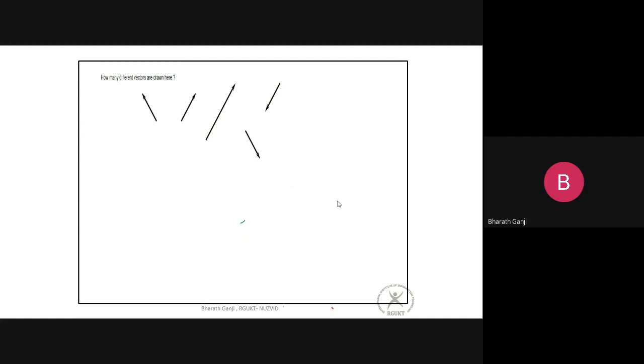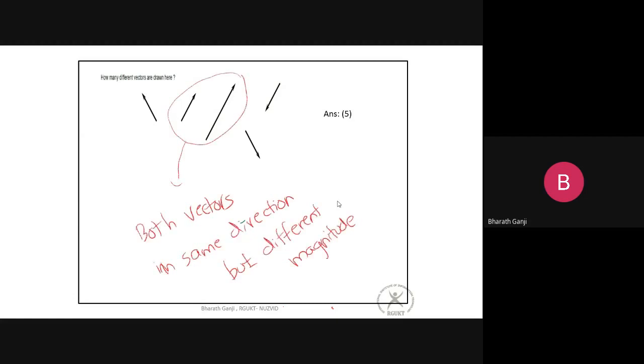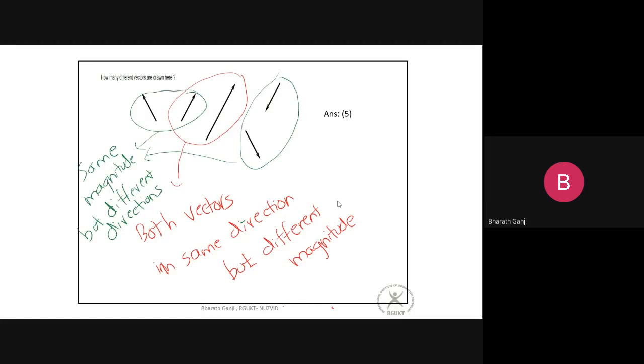Anyways, the answer is 5. Yes, it's 5. So you can see that here these two vectors, even though they are in the same direction, are of different magnitude, so they are not the same vectors. And you can see these 2 vectors are of the same magnitude, but they are in different directions. So basically, there are a total of 5 vectors.